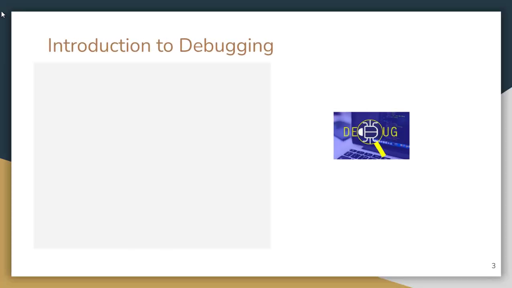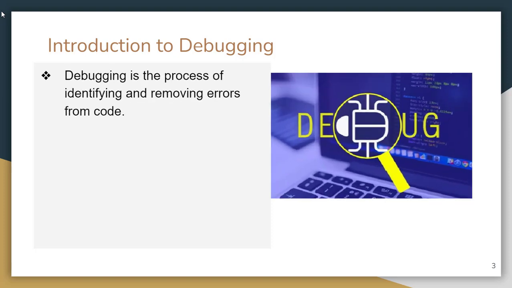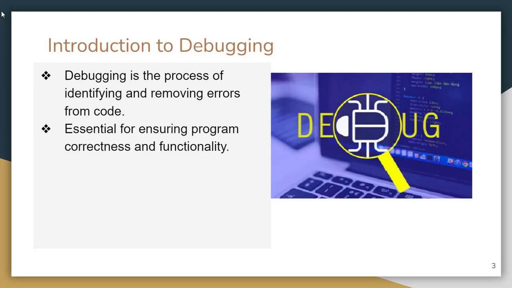Introduction to debugging. Debugging is the process of identifying and removing errors from code, whatever Python code we write. It is essential for ensuring program correctness and functionality. We try to assure the program runs correctly and the functionality will work properly. It helps improve code quality and performance.